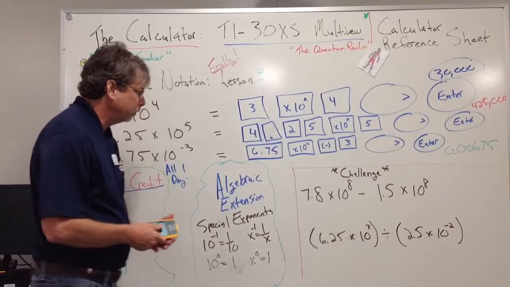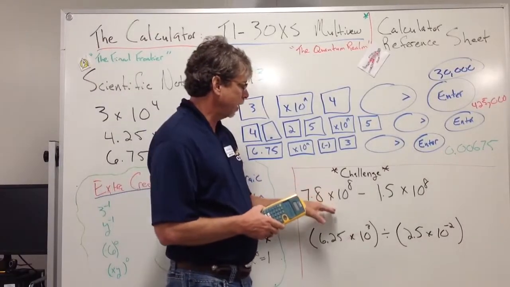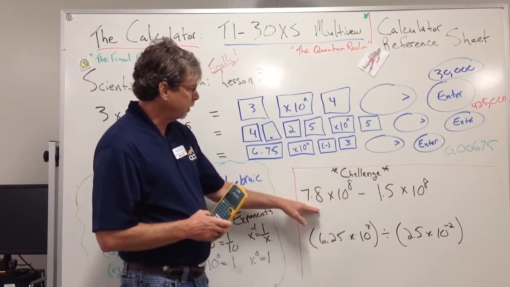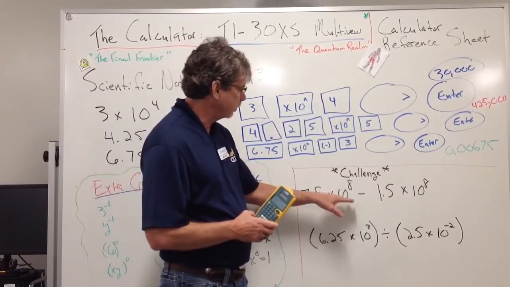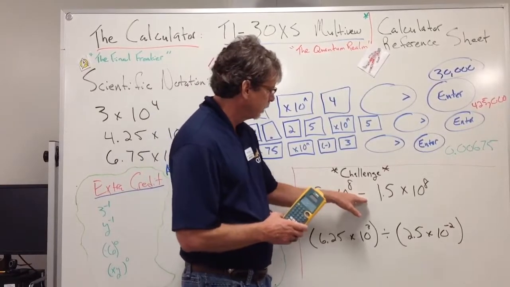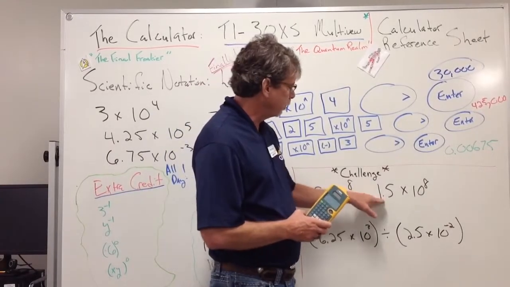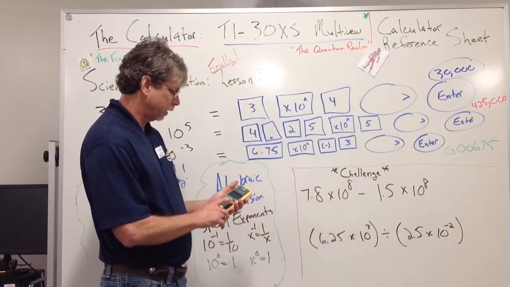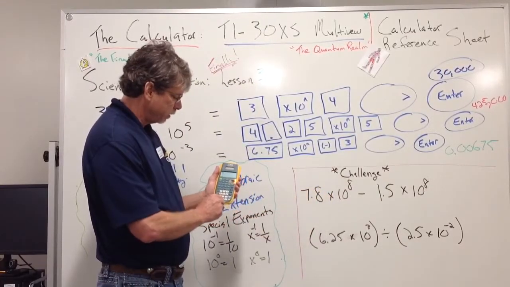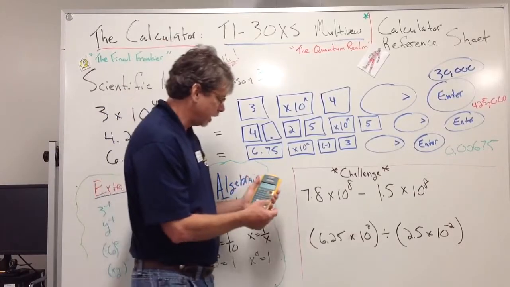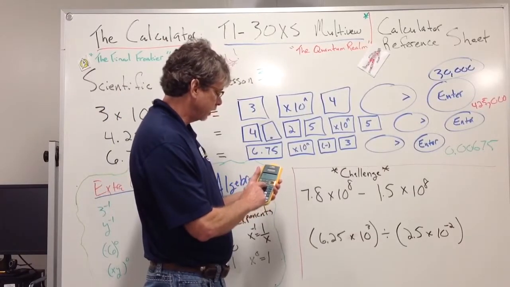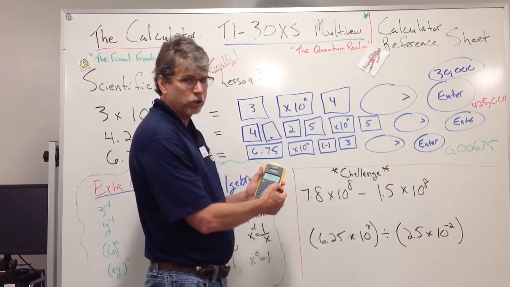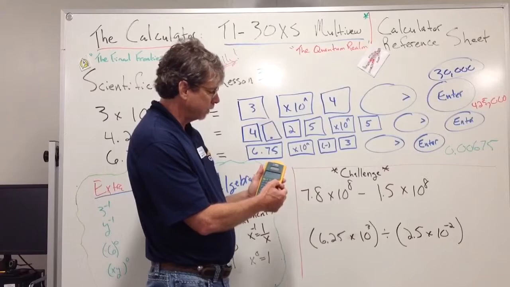A couple examples we can look at are some challenge problems that we may come across on the GED test. Let's see if we can type in this 7.8 times 10 to the 8 minus, that's the subtraction sign there, 1.5 times 10 to the 8th. So let's see if we can do that one. So again, I can clear it. 7.8 times 10 to the 8. Find that times 10 to the n key. Put the 8 up there. Remember, you got to use your directional pad to get down.